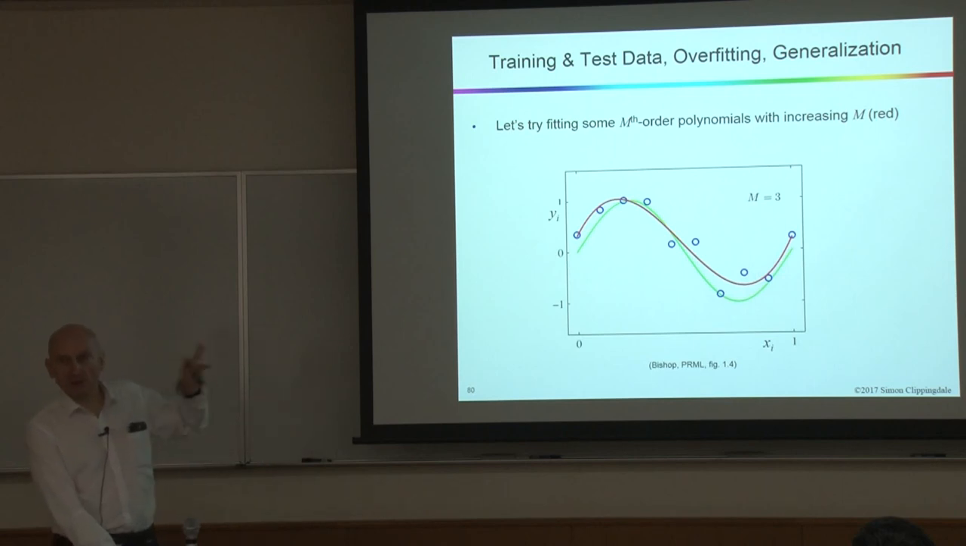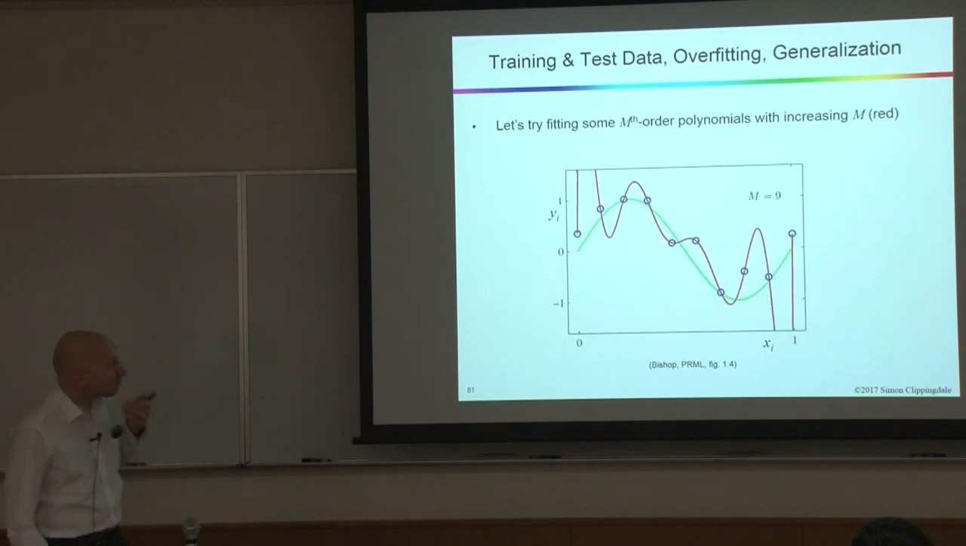So you might think that the more we increase the order of the polynomial, the better this fit gets, which is true in a sense. So this is a ninth order polynomial now, and it exactly fits all the data points. Magic. Should we be happy? Probably not, because it actually looks nothing like the distribution, the underlying distribution of the noisy data that we were trying to learn or to model.